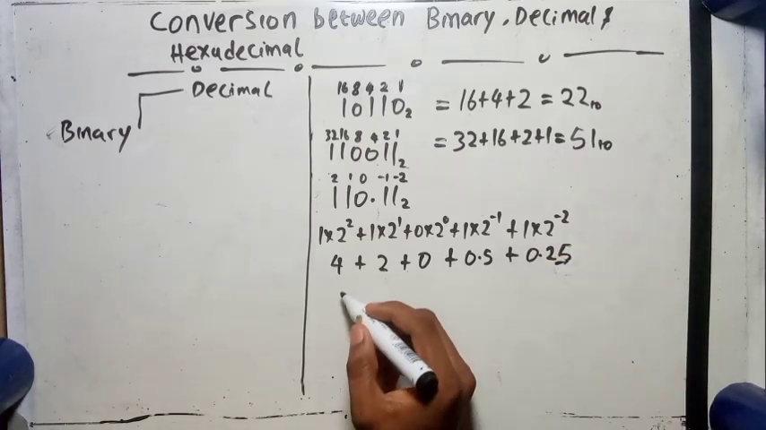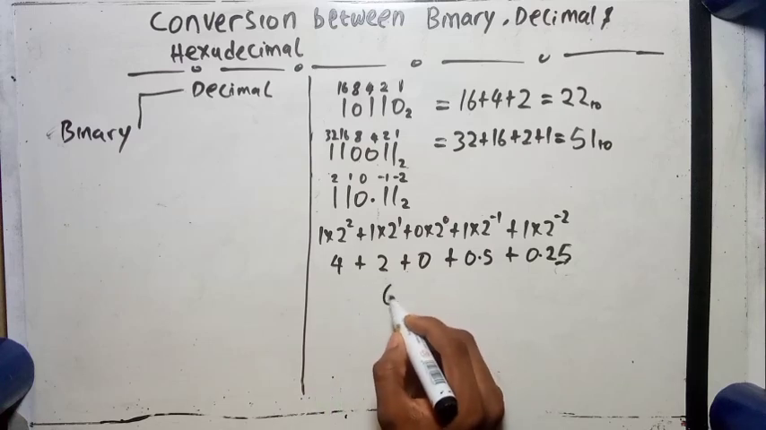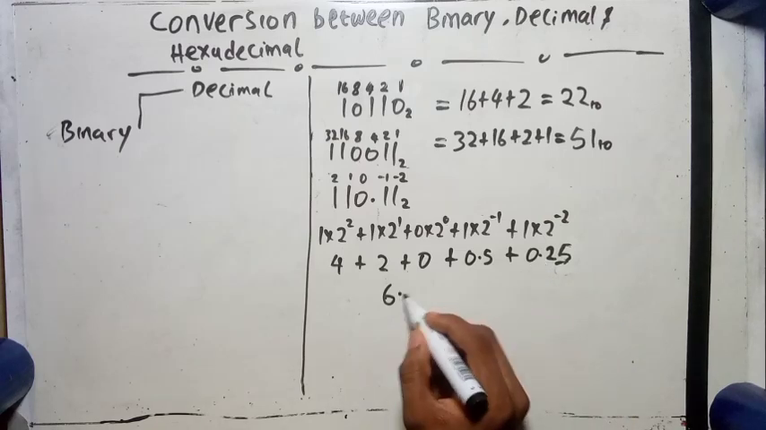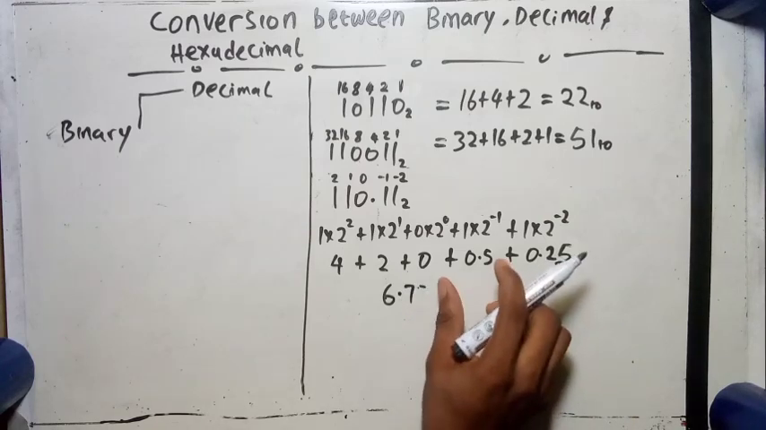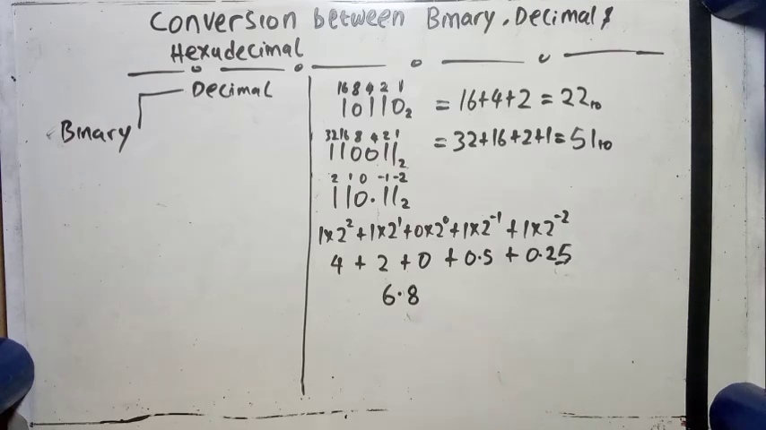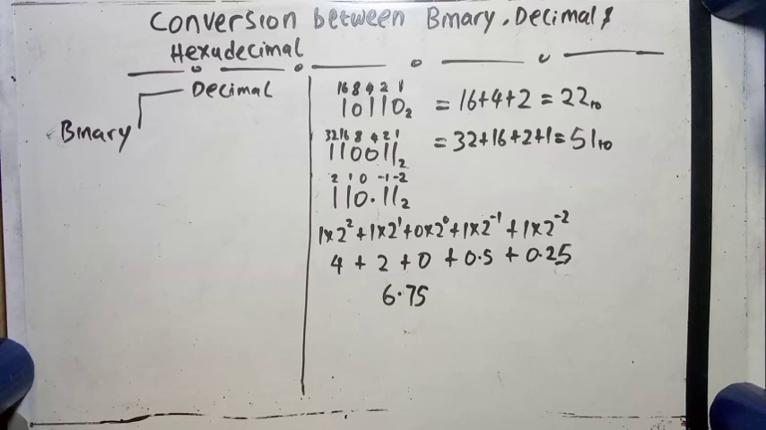Okay, so adding this stuff, this is definitely going to give us 6. Now this plus this is going to give us 0.7, no, 0.5 plus 0.25, what am I saying? 0.75. This is 4 plus 2 plus 0.5 plus 0.25. And I'm correct. So this is the answer in decimal.